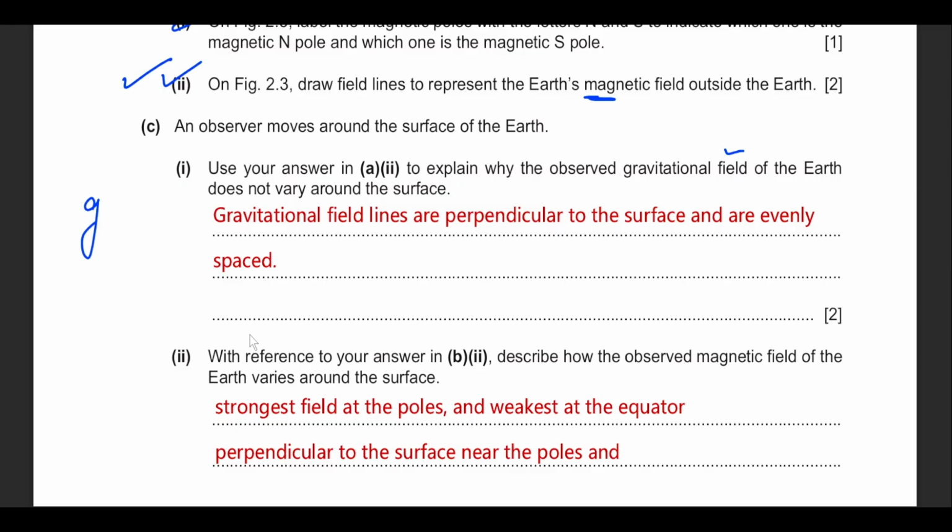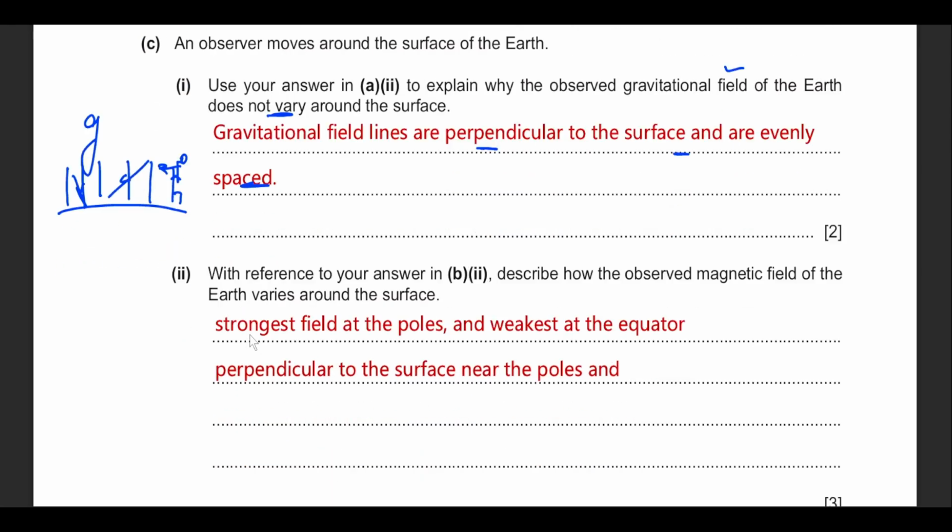So the reasoning is that it does not vary because the lines are perpendicular to the surface and are evenly spaced. And when we say perpendicular, it means that based on the surface, they could have moved like this, or like this, but no, they're moving like this, completely perpendicular to the surface. So whatever the person walking through them experiences is not going to change.